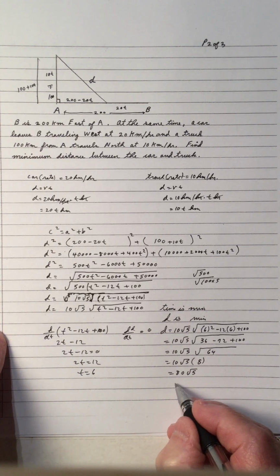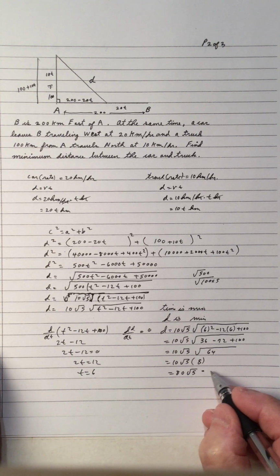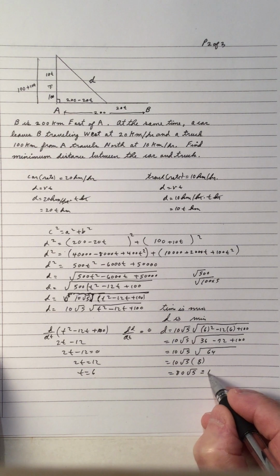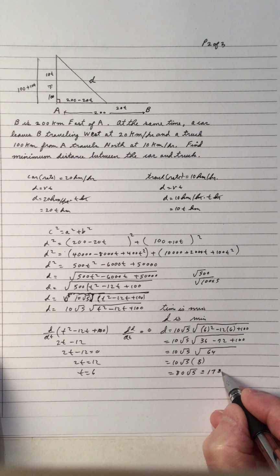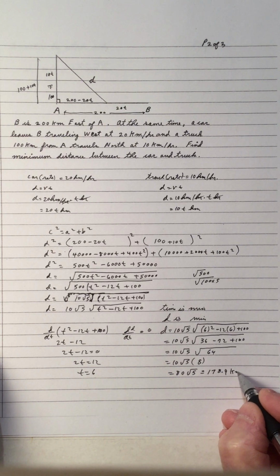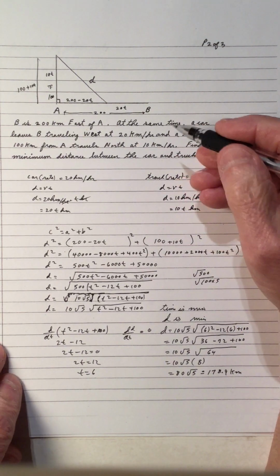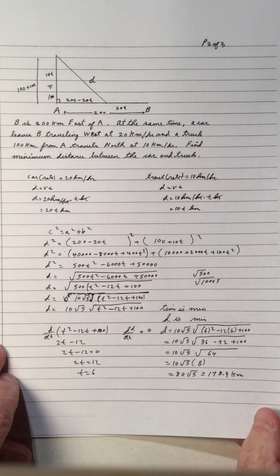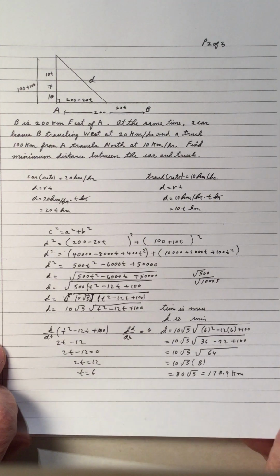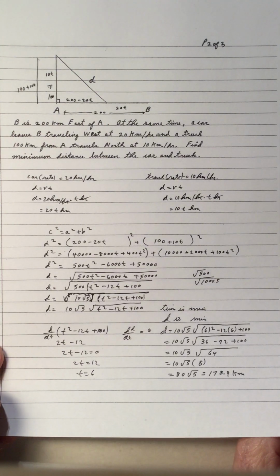Or we could go with an approximation, if you want to change it to a decimal, 178.9, and that is in kilometers. So that's the minimum distance based on this info. 80 root 5 is exact, or 178.9 is approximate.